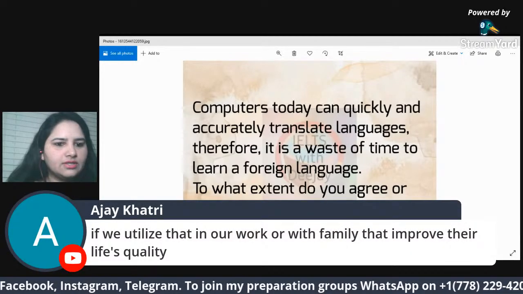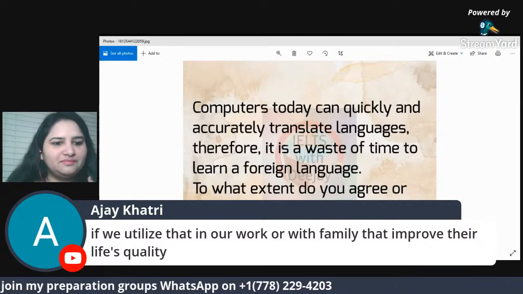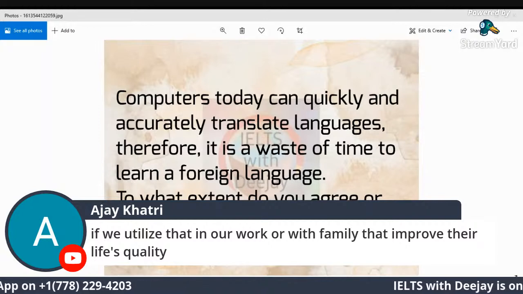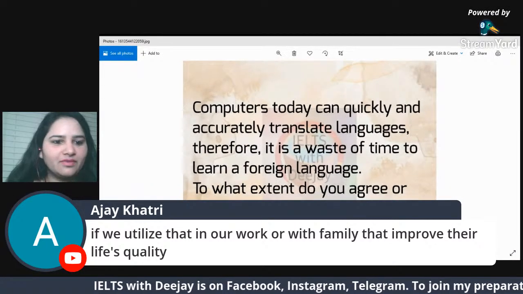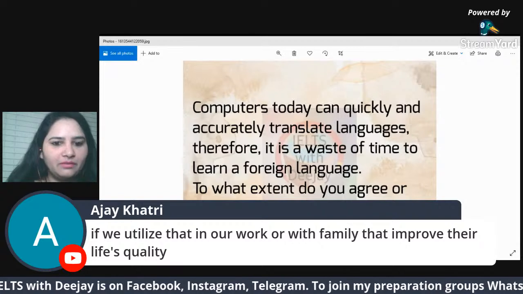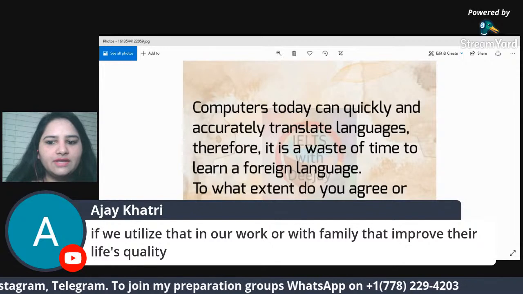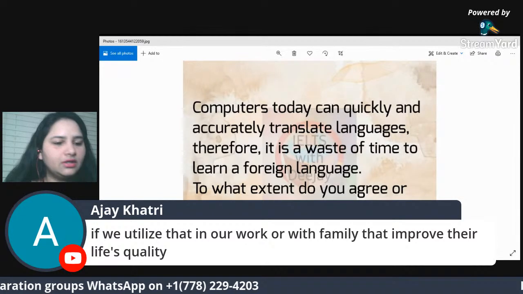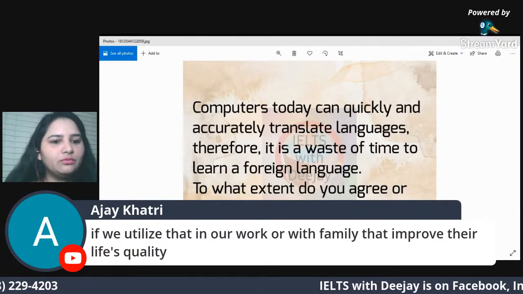If we utilize that in our work or with family, that will improve. Sorry, so sorry. With family, that improves their life's quality. Okay, so you're saying we have less time, and when we spend 3 4 months in learning a foreign language, that time we can spend with our family, and that will improve our life's quality.